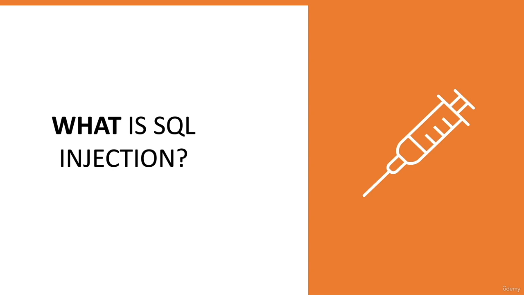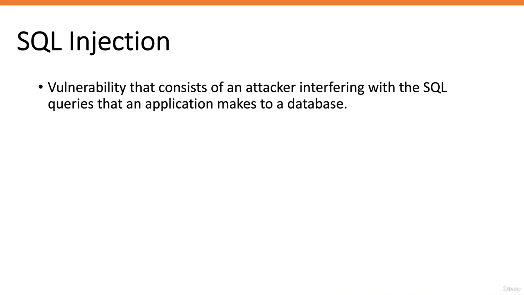What is SQL injection? SQL injection is a vulnerability that consists of an attacker interfering with the SQL queries that an application makes to the backend database. So if you as an attacker can manage to interact and change the SQL query by adding SQL characters or SQL code in an input vector of an application, then the application is definitely vulnerable to SQL injection.